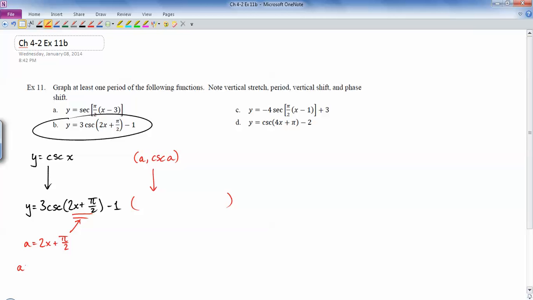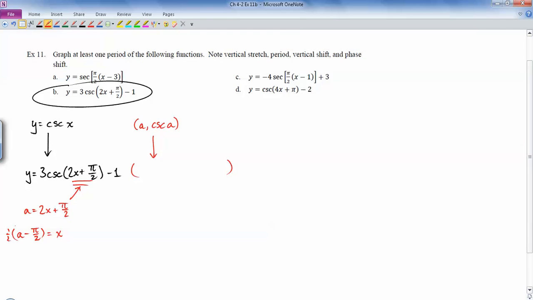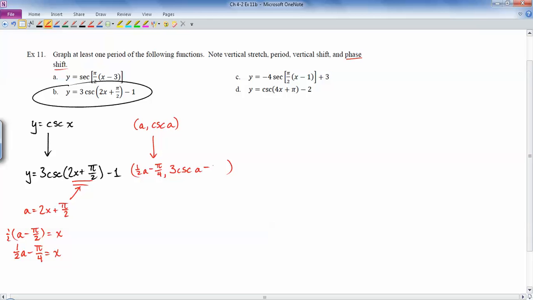And then if I solve for a, I get a minus pi over 2 equals 2x. And so if I multiply by a half, I'll get the x by itself. And then in order to figure out the phase shift, what we need is to do the horizontal stretching stuff first, and that becomes easier if we actually distribute everything here. So that becomes pi over 4 equals x. So then my new x value in this new function is 1/2 a minus pi over 4, and my new y value becomes 3 cosecant a minus 1.